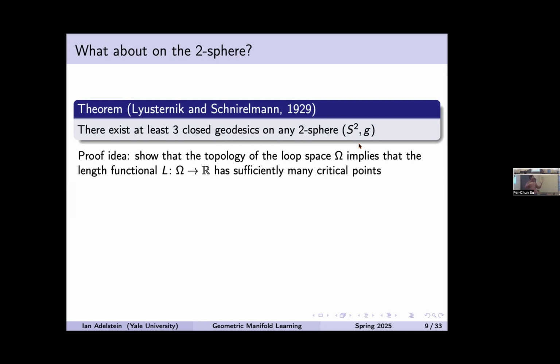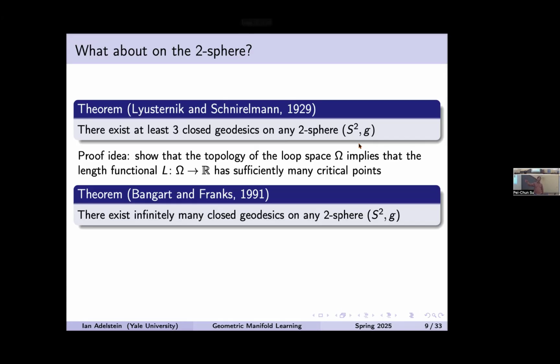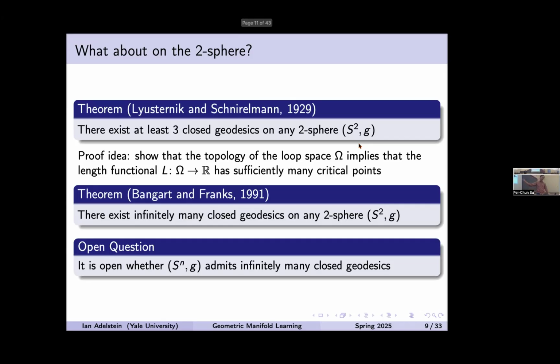And so because the space is so rich and has so much topology, they're able to guarantee themselves enough critical points to prove this conjecture. In 1991, Bangert and Franks show there's actually infinitely many closed geodesics on any Riemannian two-sphere using similar methods. And then here's an open question. It's actually unknown if I put an arbitrary metric on the n-sphere, whether or not it admits infinitely many closed geodesics. Certainly the standard metric on the n-sphere does, but for an arbitrary metric, it's unknown.